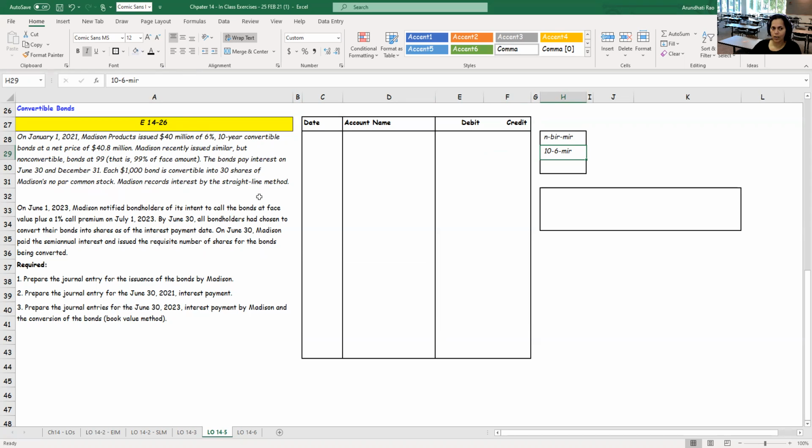I would need the market interest rate if I had to calculate the bond issue price, or if I had to do the effective interest rate method. So that's not relevant right now, so I'm not going to worry about it. But I do need to look at this, the 10 and the 6.